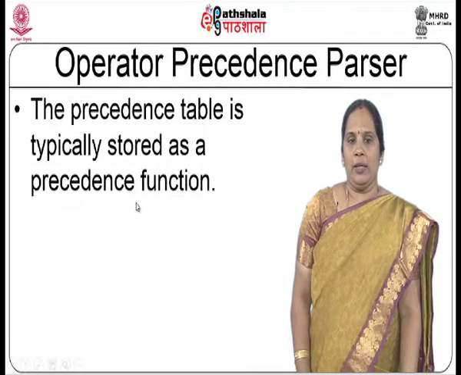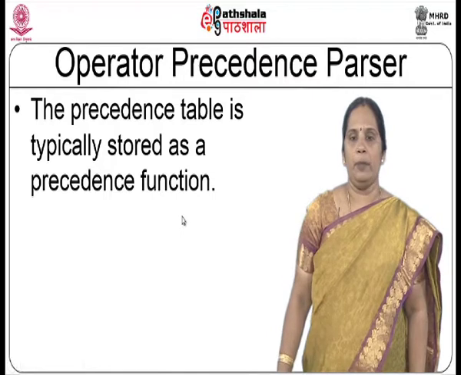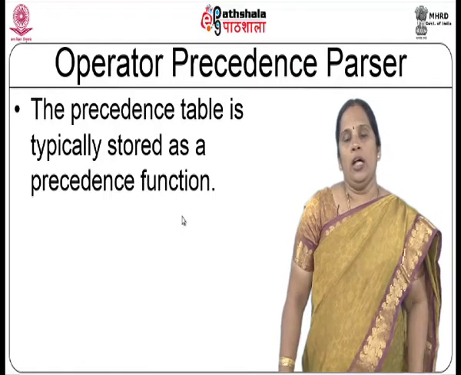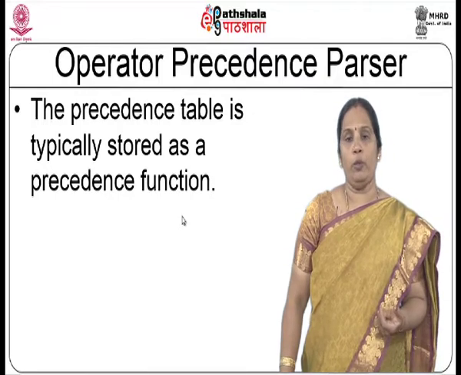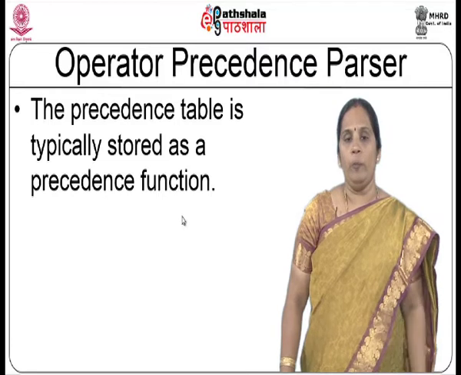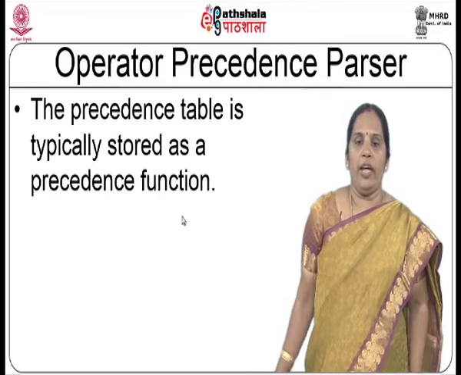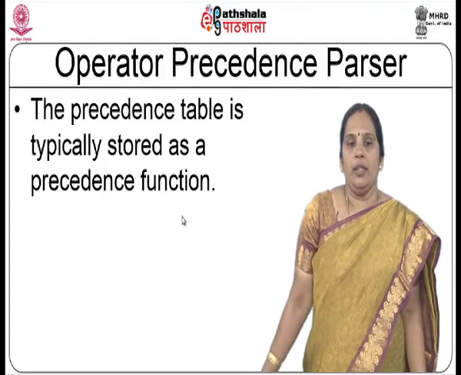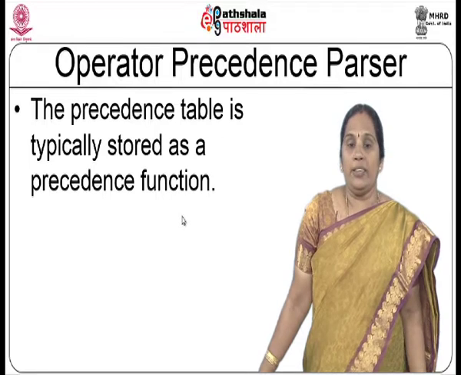So, the precedence table is typically stored as a precedence function. Now, we have just seen that the precedence table will be between the terminals, and the table entry will correspond to the relationship which is less than, greater than or equal to. In addition to this, there is also one more convention where the operator precedence parser typically stores the precedence relationship as a precedence function.